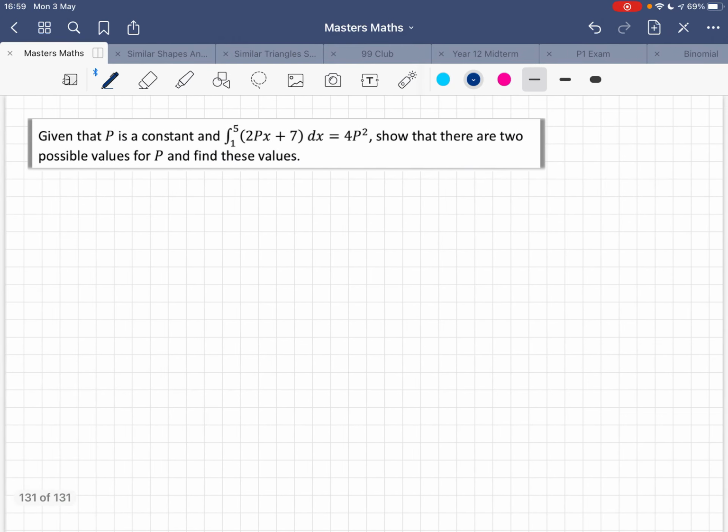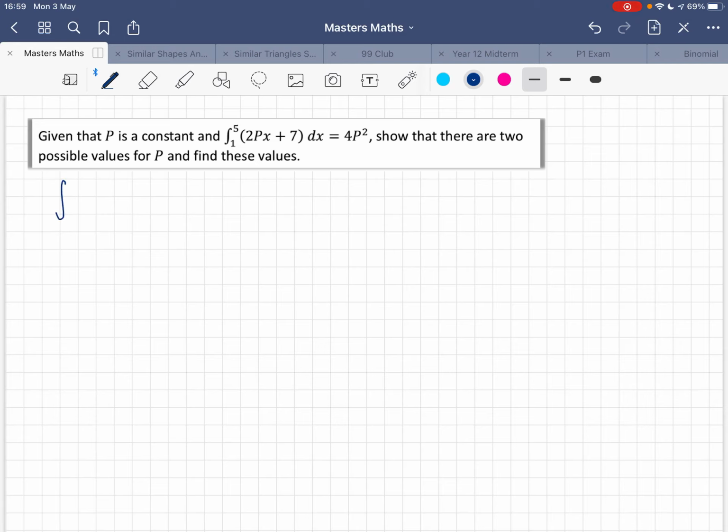The last thing we're going to look at is a problem solving question where you've got an unknown within the expression. Given that p is a constant, and the integral of 2px plus 7 between 5 and 1 is equal to 4p squared, show that there are two possible values for p and find these values.